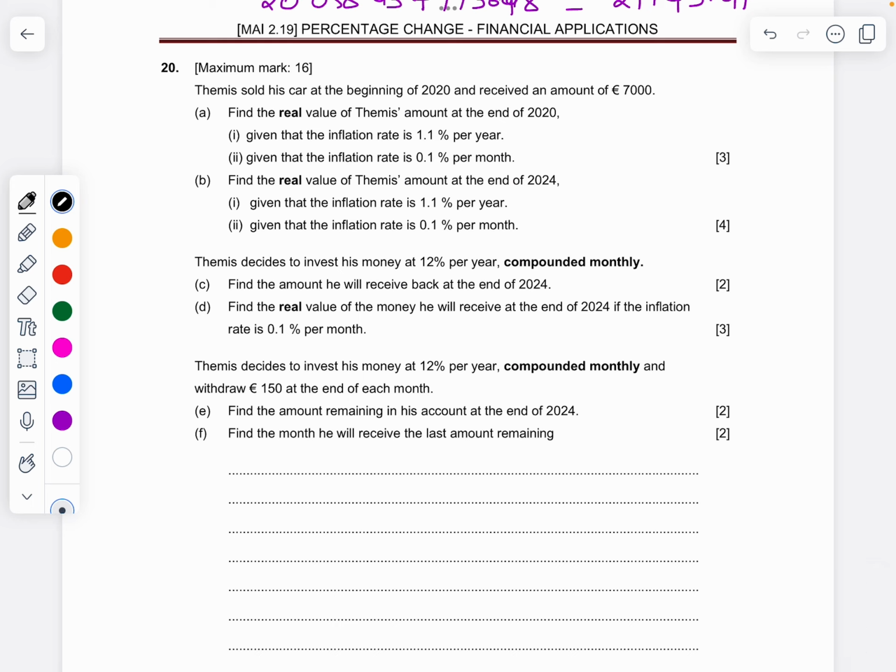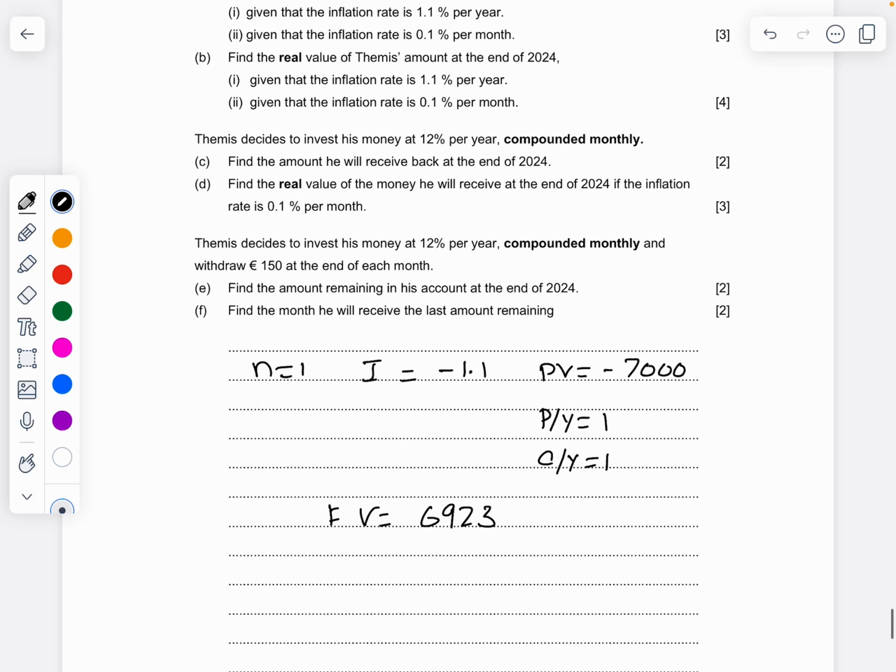Question number 20. Themis sold his car at the beginning of 2020 and received an amount of 7,000. Find the real value of Themis' amount at the end of 2020 given that the inflation rate is 1.1%. So n equals 1, interest rate is minus 1.1, PV equals minus 7,000, then P/Y equals 1, C/Y equals 1. Then the final value will become 6,923.